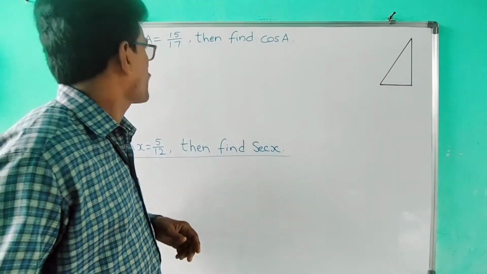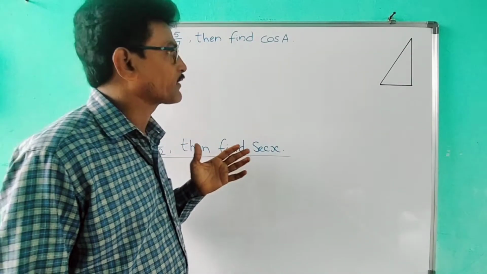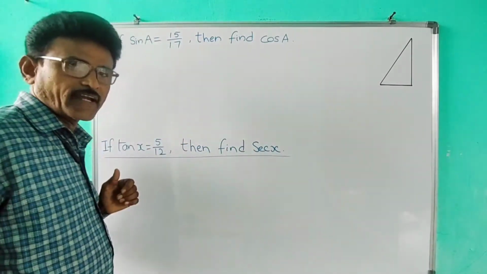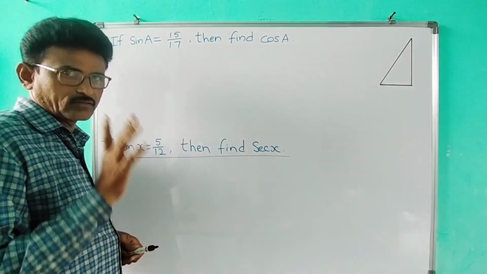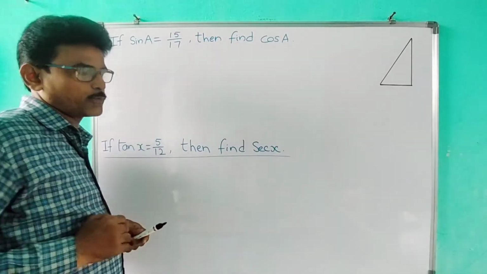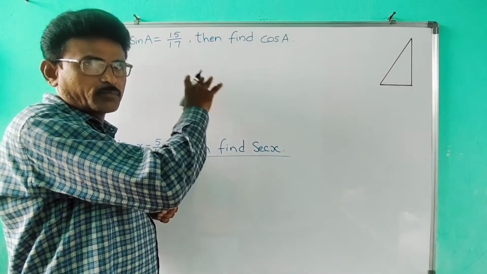Today I am going to explain some problems on trigonometric identities. See, the first problem: if sin A equals 15 by 17, then find cos A. Using trigonometric identities means here we have to use sin square A plus cos square A equals 1. With that formula we have to proceed. Actually, in the previous video we solved this problem in a different way.